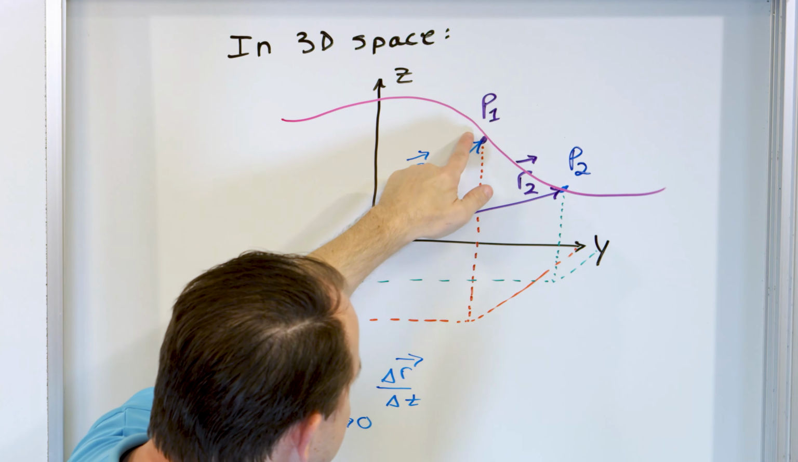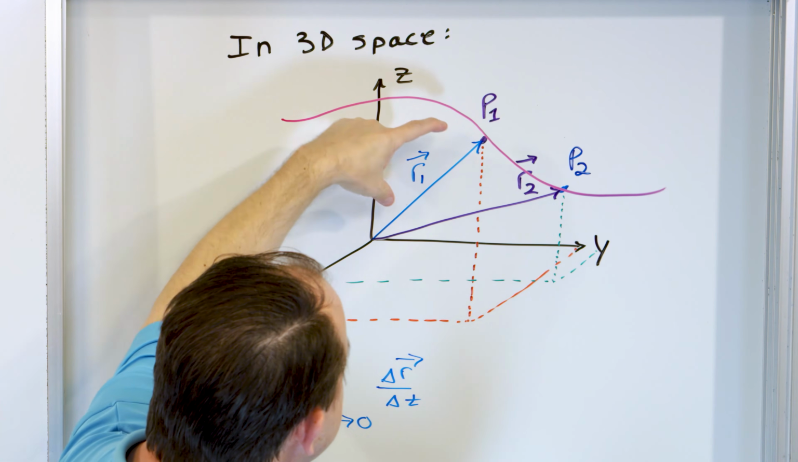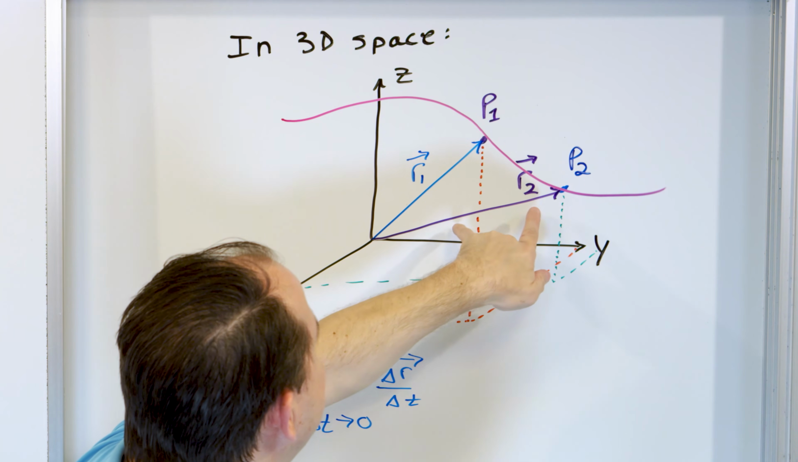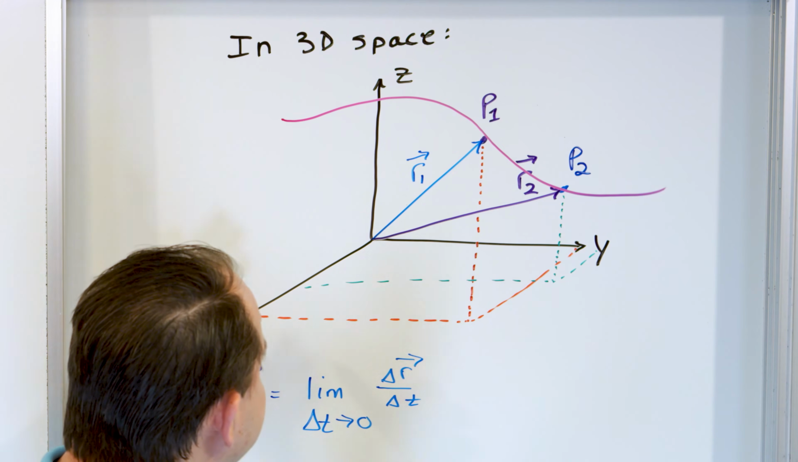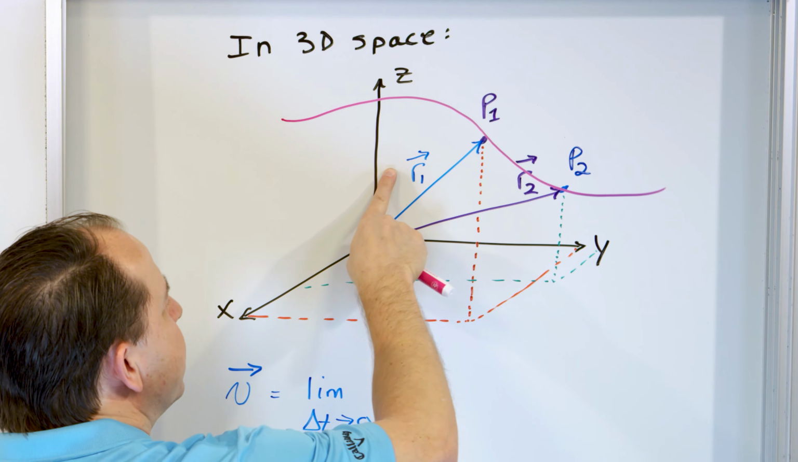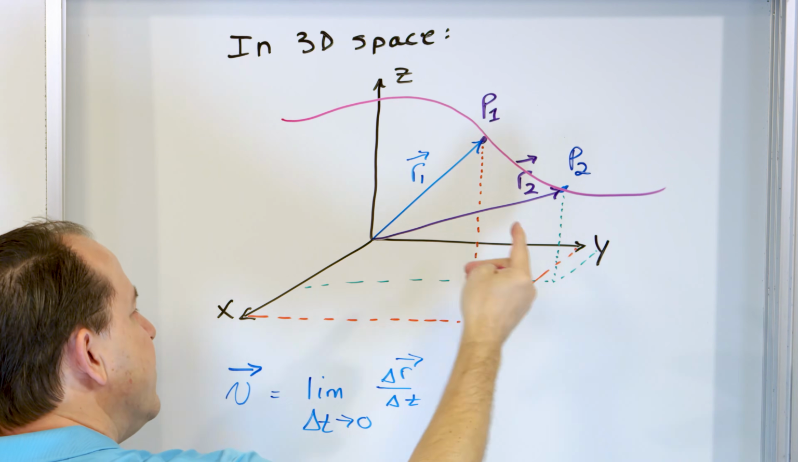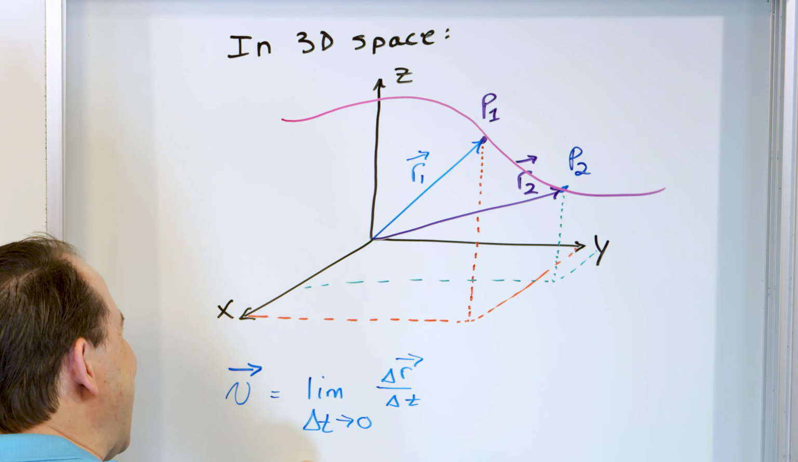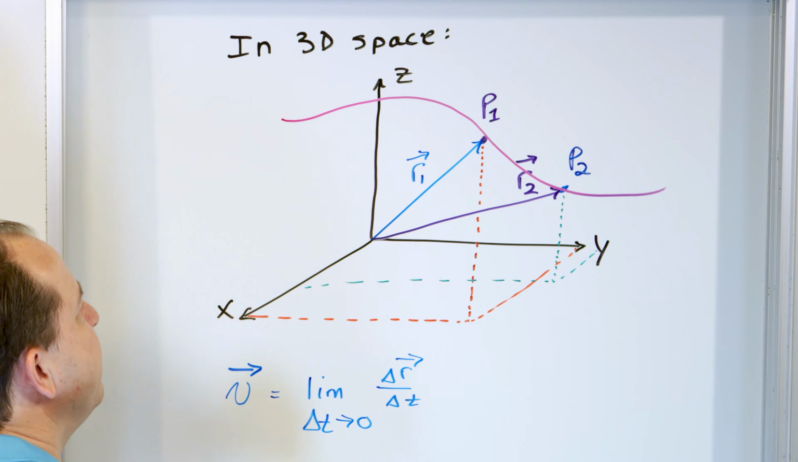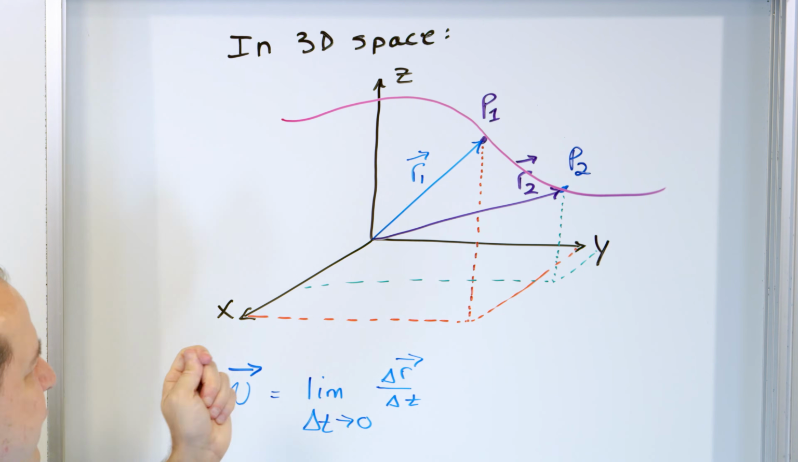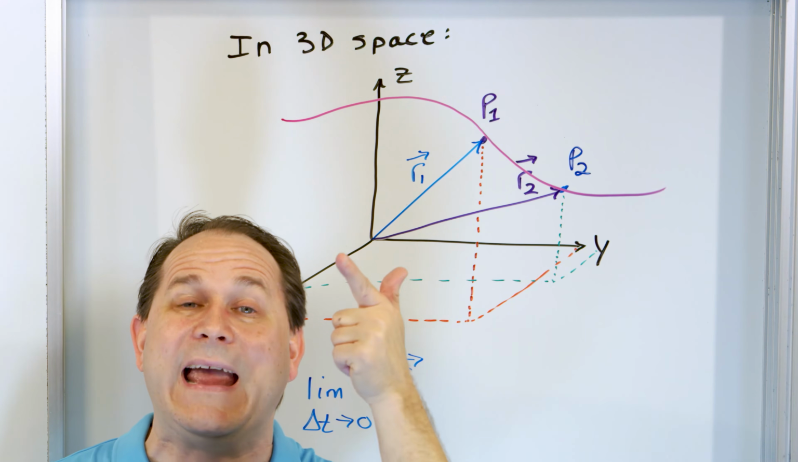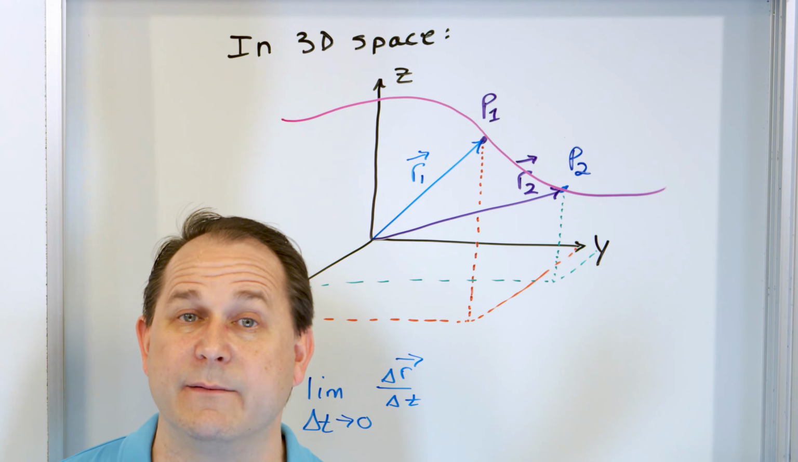In 3D space, you're still going to have point number 1 and point number 2. This vector will have x, y, and z components. This vector will have x, y, and z components, but to find the velocity, you're doing the same thing. You're subtracting them, you're dividing by the time, and then you're taking the limit as delta t goes to 0. So this equation is exactly the same in 3-dimensional space as it is in 2-dimensional space. The only difference is in 3D, your position vectors will have x, y, and z components. And so it makes it more complex.